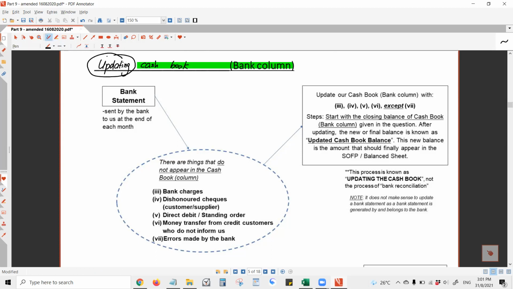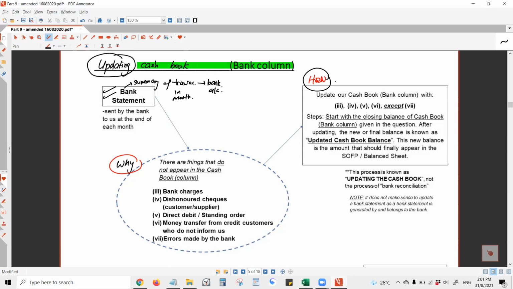So how do we do the update, and why in the first place do you have to do the update? The why I'm going to explain using this diagram here. Why do we have to do the updating, and how to do it? I show you using the box here. Now let's first understand what a bank statement is. A bank statement is a summary of transactions that have happened in a month in the bank account.